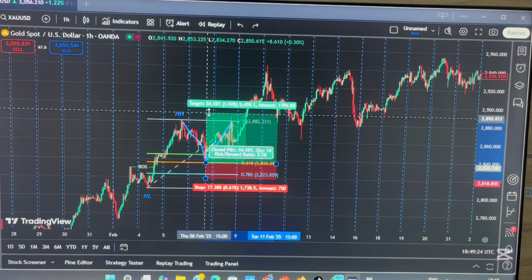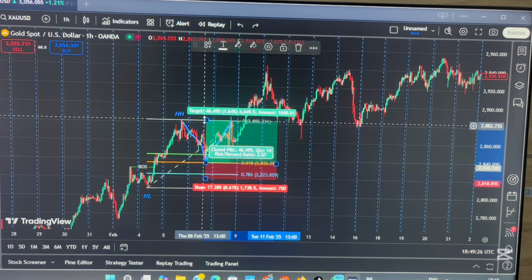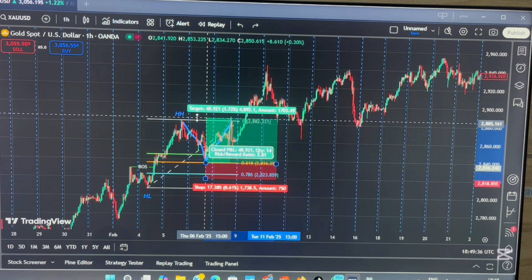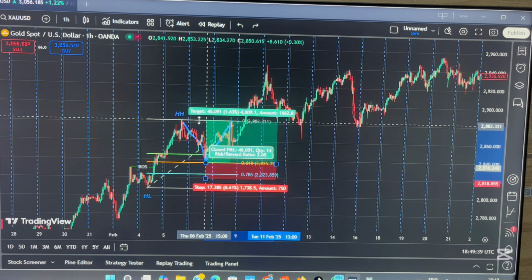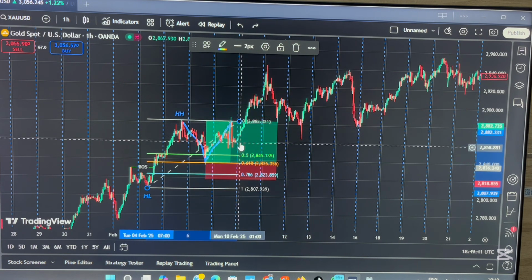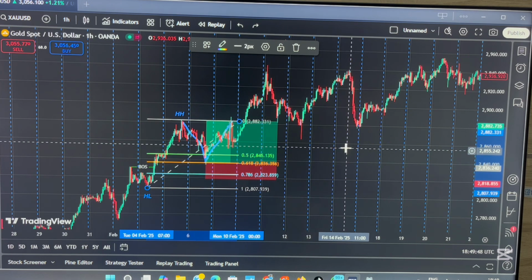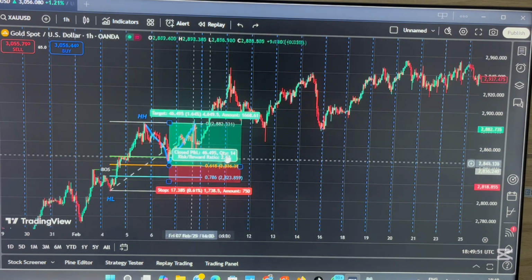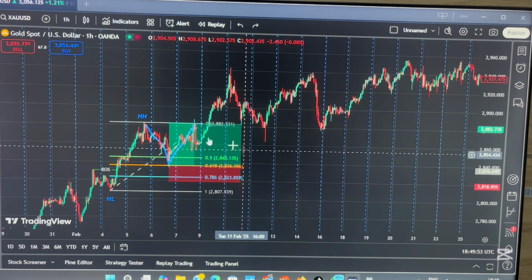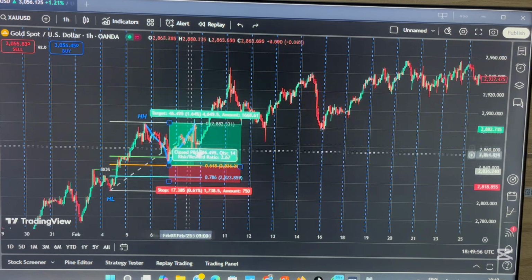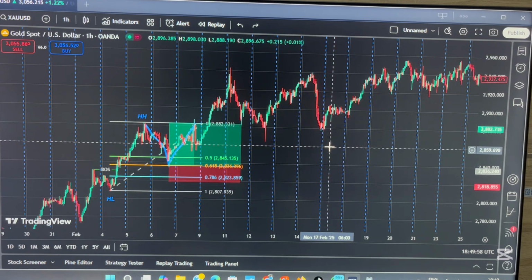You should target either the current high or above the current high. But I normally target the current high, and the current high normally gives you a risk to reward of 1:2, 1:3. So this is the Fibonacci retracement working marvelously with this uptrend market with gold.